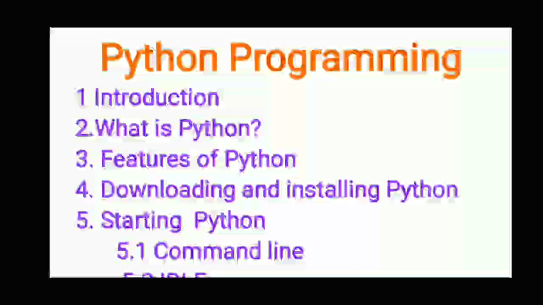High level means which are related to the user, a combination of the English language and some numbers and symbols. High level is very easy for the user, but it is difficult for machines. So three languages are there: high level, assembly language, and machine language. We are going to use high level language.